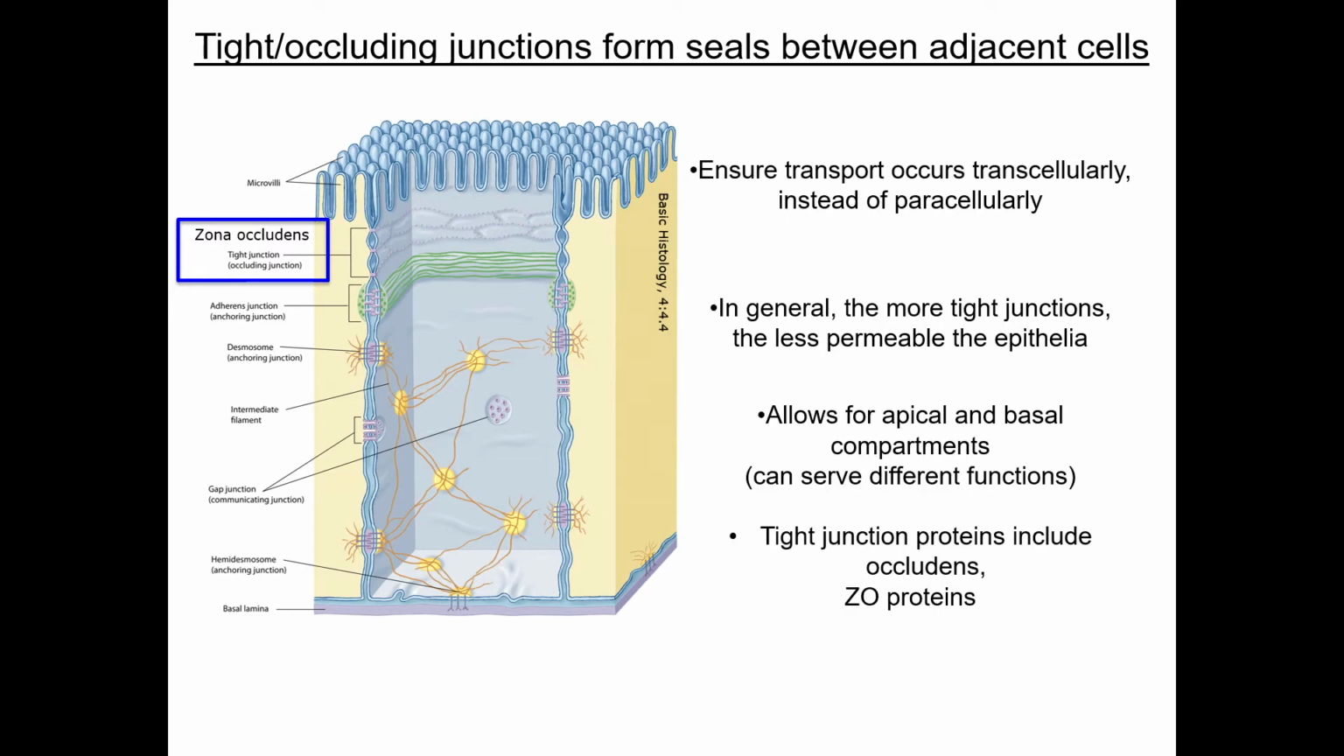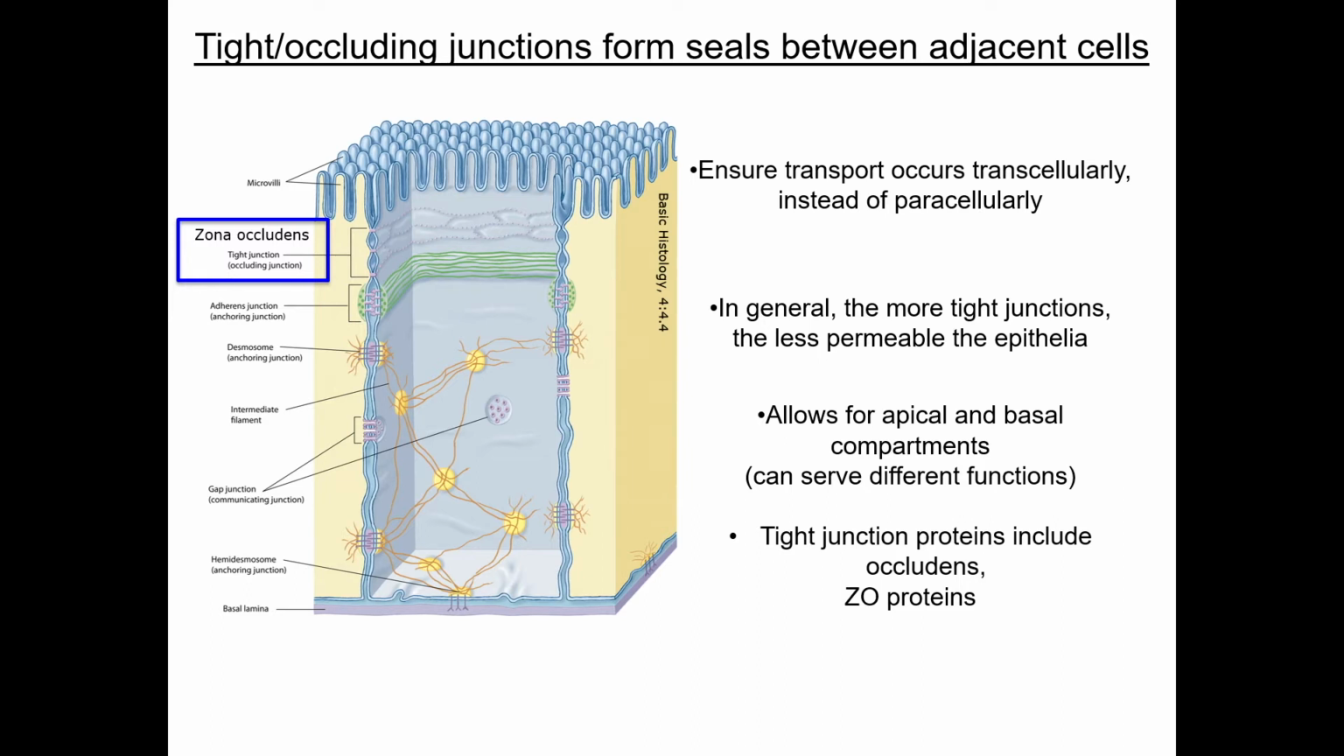Tight junctions form seals between adjacent cells and serve to prevent passive flow of material between the cells. In other words, the tight junction ensures molecules that cross an epithelium do so by going through cells and not between them. So an epithelium that needs to be leak-proof, such as the bladder, will generally contain more tight junctions than a cell that requires permeability to function, such as the kidney.